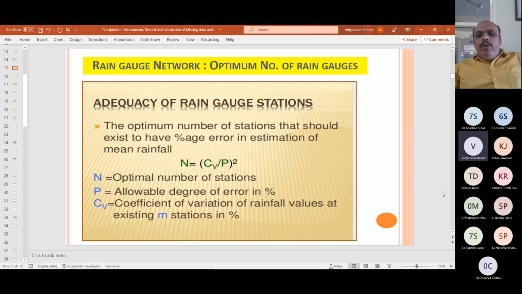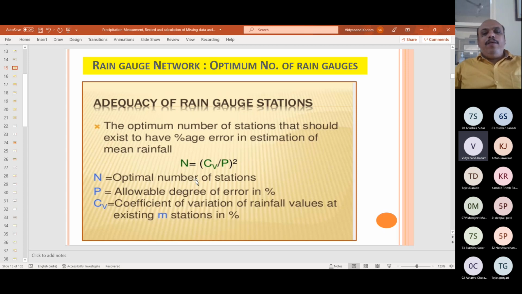N is equal to (Cv/P) squared. So with the help of this formula, we can find out the optimum number of rain gauges. Optimum number of rain gauges is necessary in order to calculate an accurate estimate of average precipitation. During the practical, we have seen various methods for calculation of average precipitation.